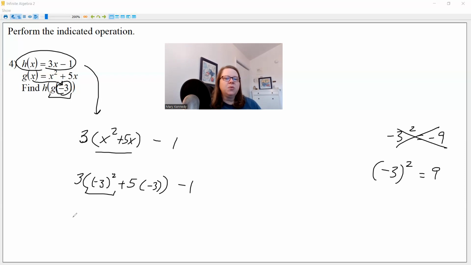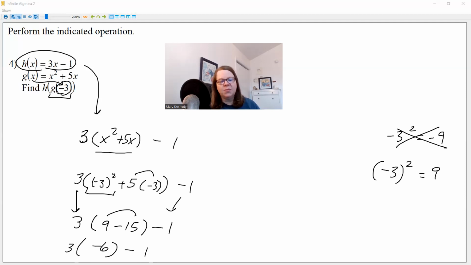So this will be, let me bring down this 3. -3 squared is 9. 5 times -3 is -15. I'll bring down the -1. So 9 minus 15 is -6. And now we've taken care of everything inside the parentheses, and we can start to do the rest. So distributive property, so -18 minus 1, and I get a final answer of -19.